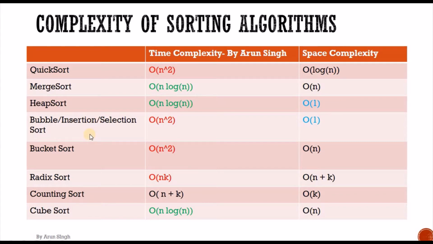Now let's come to bubble sort, insertion sort and selection sort. As you know, they will take n cross n, so complexity is O(n²). Similarly for bucket sort, it is O(n²). For space complexity, this is O(1), but space complexity of bucket sort is O(n).